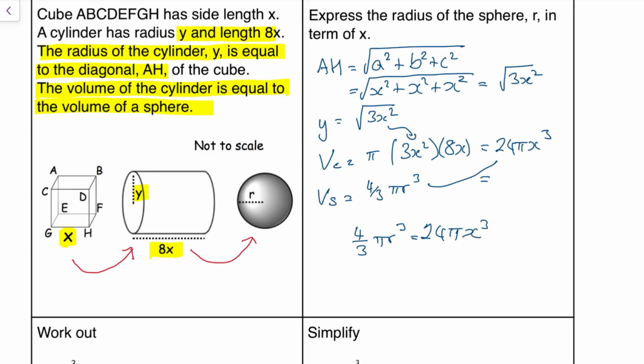Now, be careful here. So I'm going to cancel my pi's. Express the radius. I want r equals. So I'm going to multiply both sides by 3/4. So r cubed equals 24 divided by 4 is 6 times 3 is 18 x cubed, which means that r is equal to the cube root of 18 times x.